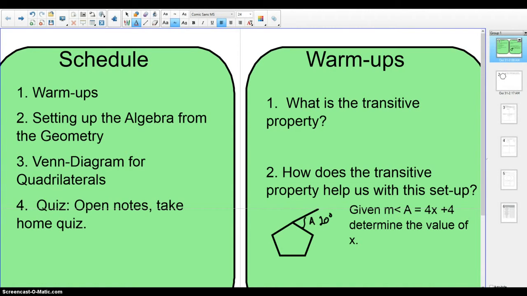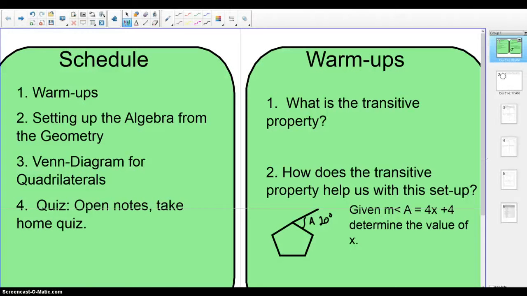Right now, people should be starting the warm-ups and answering the two following questions. What is the transitive property? And how does the transitive property help us with this setup? Given that the measure of angle A equals 4x plus 4, determine the value of x. And then on the left-hand side, we're given a pentagon, and we're told that the exterior angle of A is 20 degrees. So, we need to set that up and tell how the transitive property works for that.